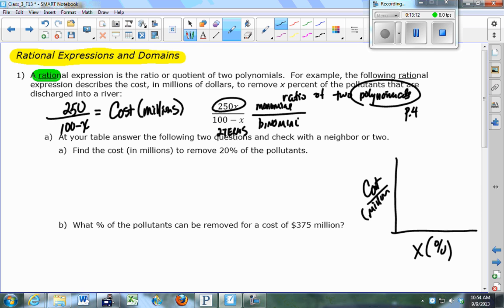Find the cost in millions to remove 20% of the pollutants. So what does 20% represent in this expression? Right, it says up here to remove X percent of the pollutants, so X is the value 20. In order to evaluate this rational expression, you need a value for X. That's the only way you can find its value. So everywhere you see X in this rational expression, you replace it with the number 20.